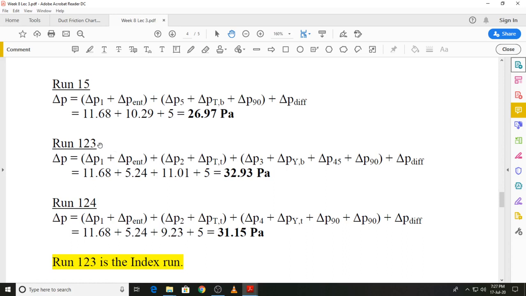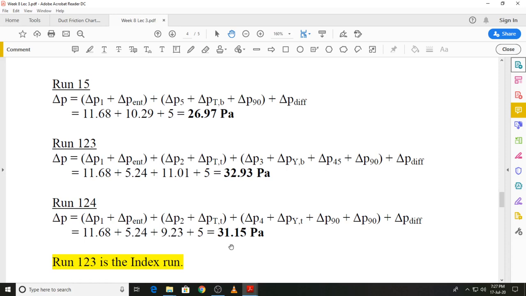Similarly, for run 1, 2, 3, you will have the same pressure drop for segment 1. Then you have the pressure drop for segment 2, and then the pressure drop for segment 3, and of course we will also have the pressure drops across the diffusers in each of these 3 runs, giving us a total of 32.93 pascals of pressure drop in run 1, 2, 3. Run 1, 4 gives you a total pressure drop of 31.15 pascals.